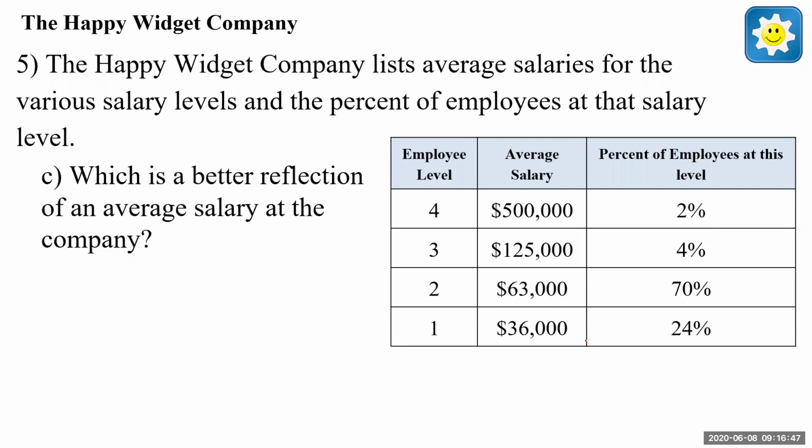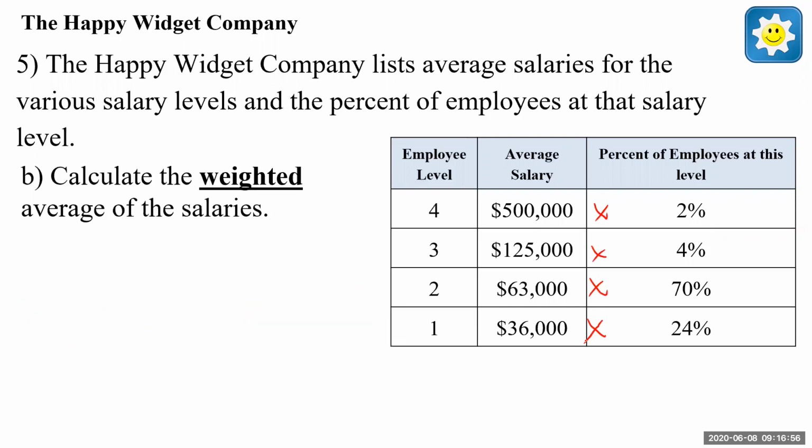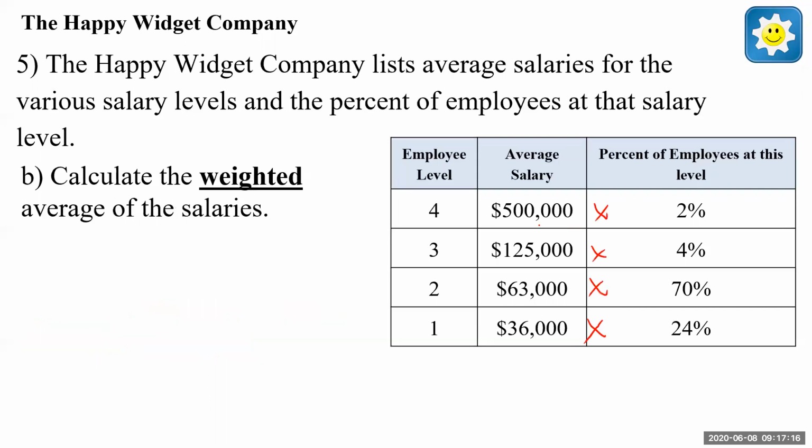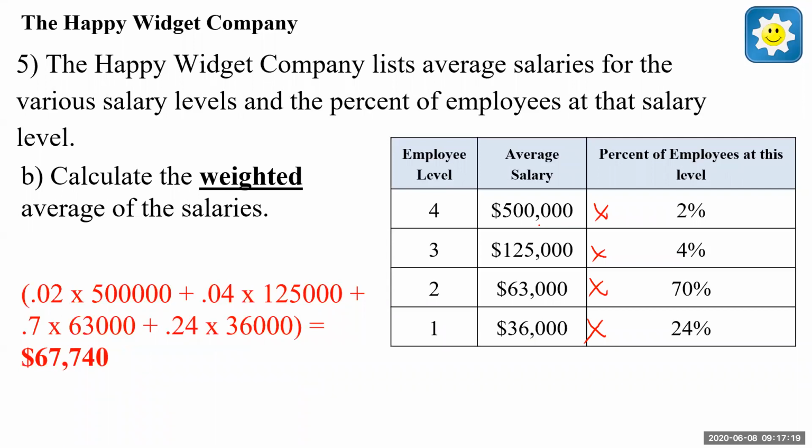Now, we want to see more realistically which is a better reflection of an average salary at a company. Will you go for the weighted average or the average? Now the average is 181,000. 181,000 is somewhere between 125,000 and 500,000, which is not a better reflection of the average, right? Now you realize that the weighted average gives you a better reflection. The weighted average, 67,740, is between that and that, and this is a better reflection.